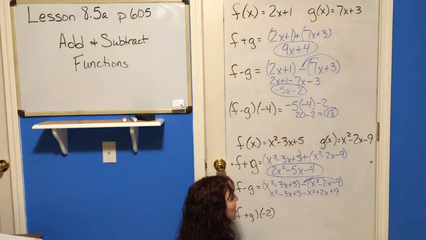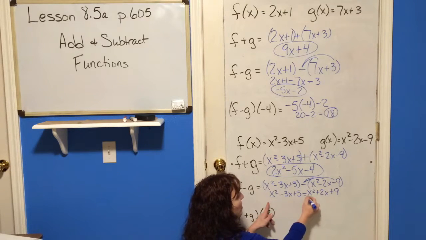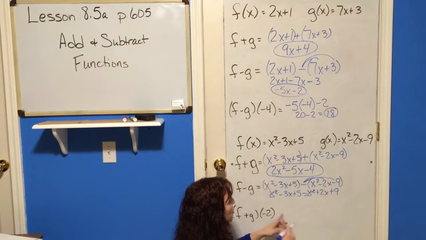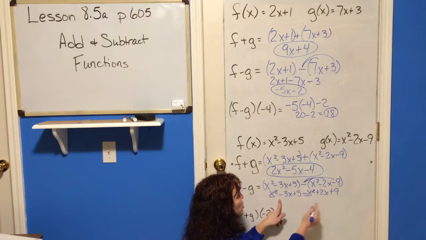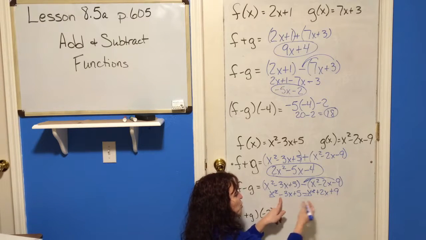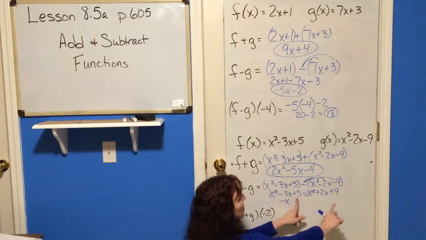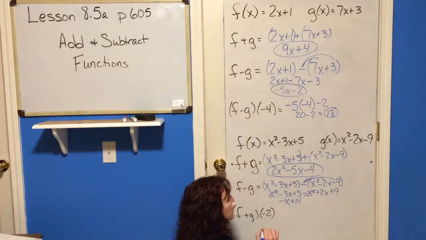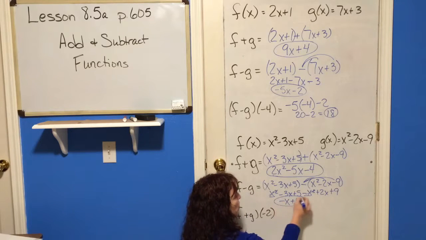So now you're going to combine like terms. The x squared and the negative x squared subtract each other, cancel each other out. Negative 3x plus 2x, because the signs are different, you subtract, and you have a negative x because the 3 is bigger and it's negative. And then 5 and 9 is plus 14, right? 9, 10, 14, yes. So there's your new function.